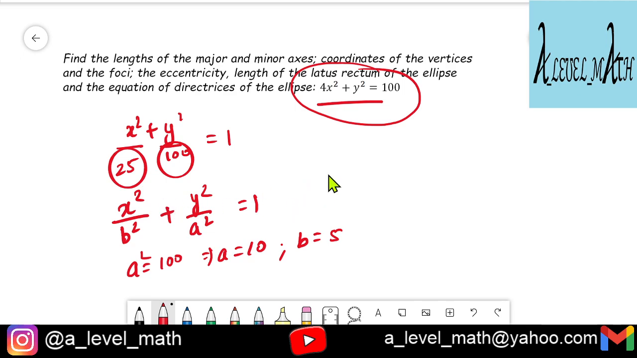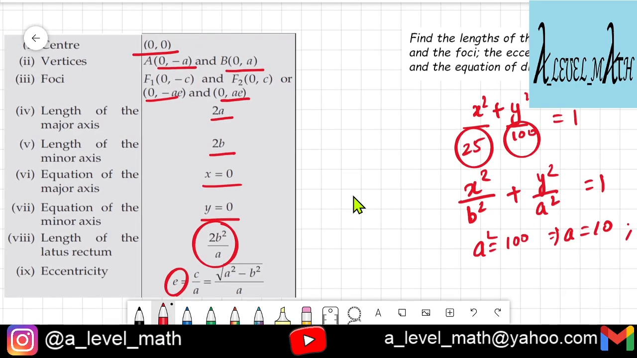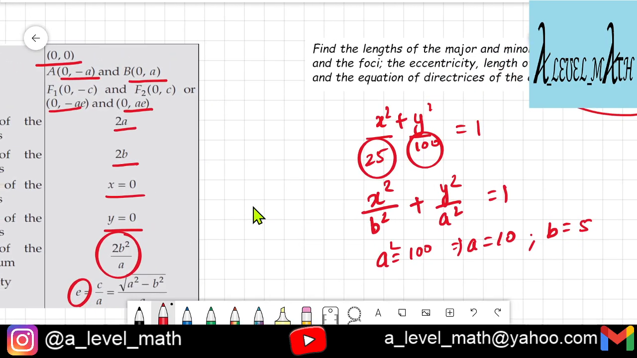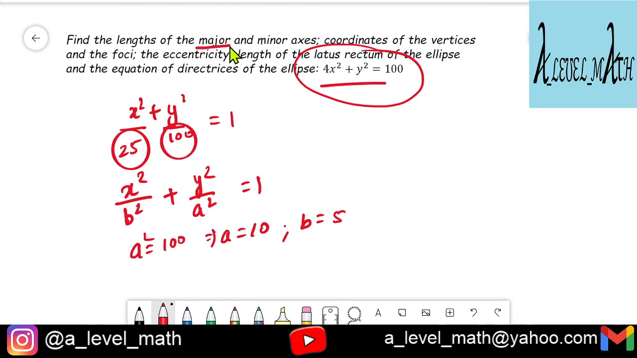And then from the previous formula, I have already told you what the different coordinates are for vertices, major axis, minor axis. You can just refer to that, and I'll quickly tell you. The length of the major axis is 2a units, which is 20, because a is 10. The minor axis is 2b units, which is 2 times 5, 10 units. Coordinates of vertices, now because they are on the up and down part, are 0 comma a and 0 comma minus a, so 0 comma plus minus a. So 0 comma plus minus 10 are the coordinates of the vertices.